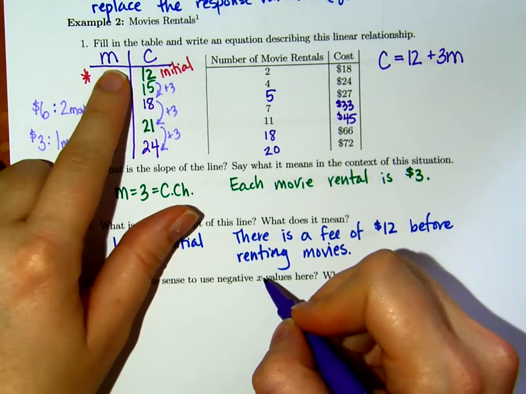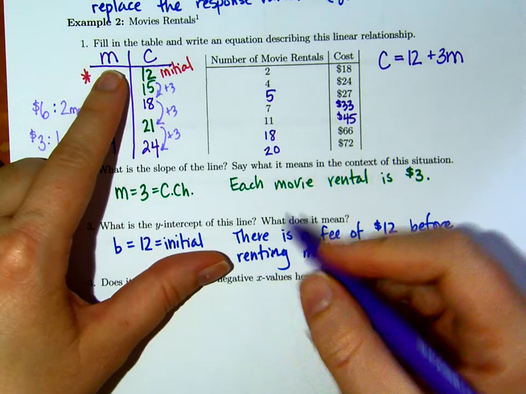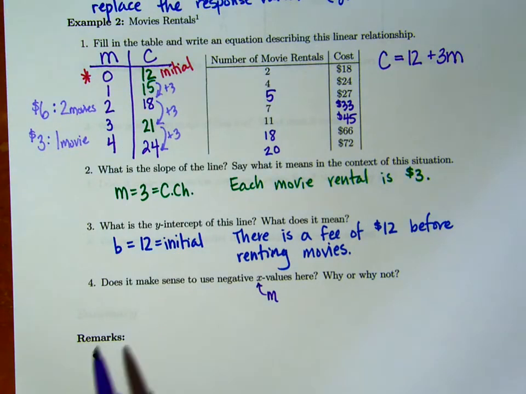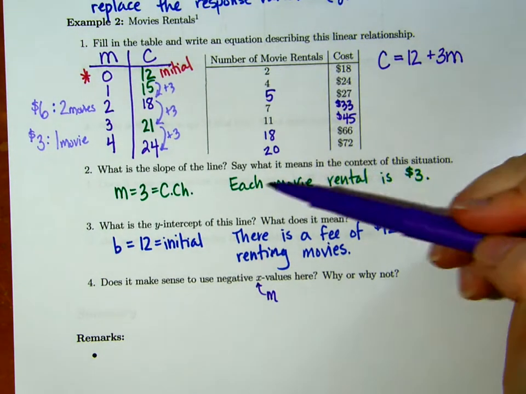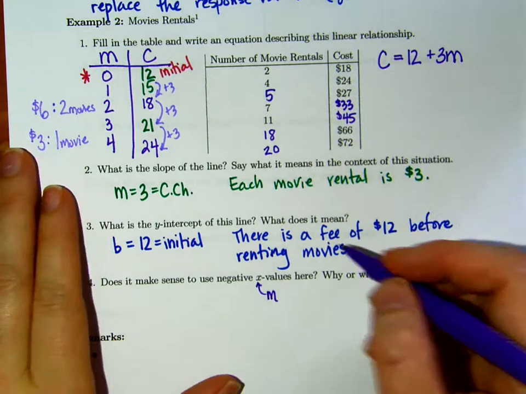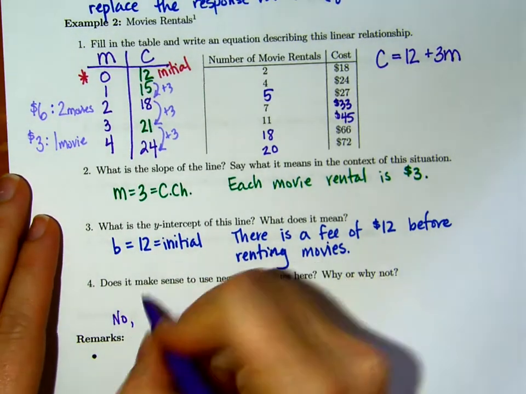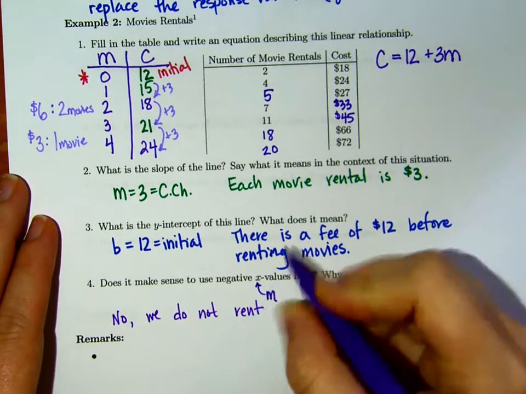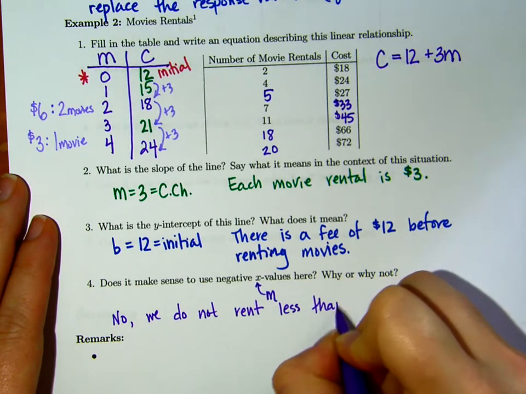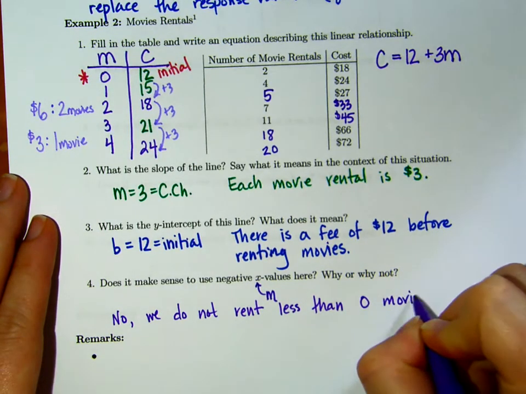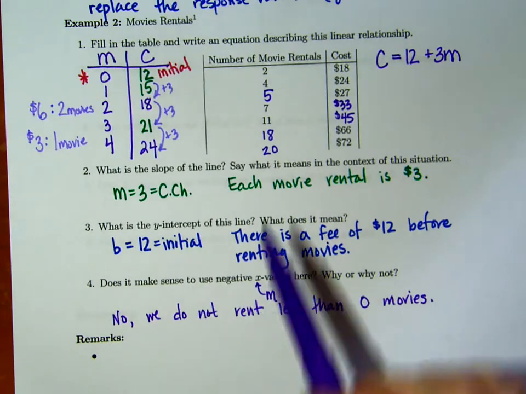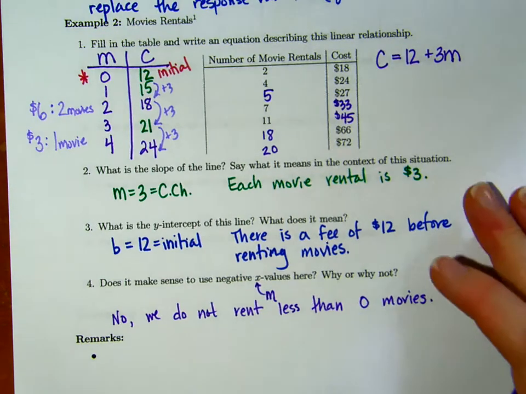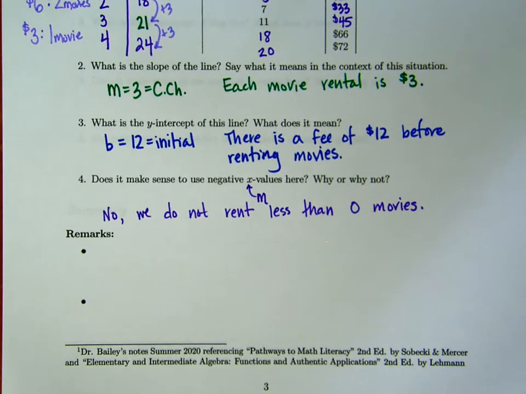X is taking place of the explanatory variable, which is an m in our situation. Does it make sense to have negative number of movies rented? No. We do not rent less than 0 movies. So it doesn't make sense to go negative here for the number of movie rentals, but in other scenarios, it definitely could.